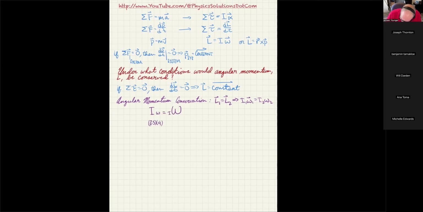Over here, we could say, well, what if I went from 25 to 12.5 for the moment of inertia? Well, that would indicate that the angular velocity would have to go up to 8 because 8 times 12.5 is 100. So that's really what conservation of angular momentum is, at least when we're talking about rotating as opposed to revolving. Revolving is a different beast altogether. If we want to talk about revolving, so this was all rotation.